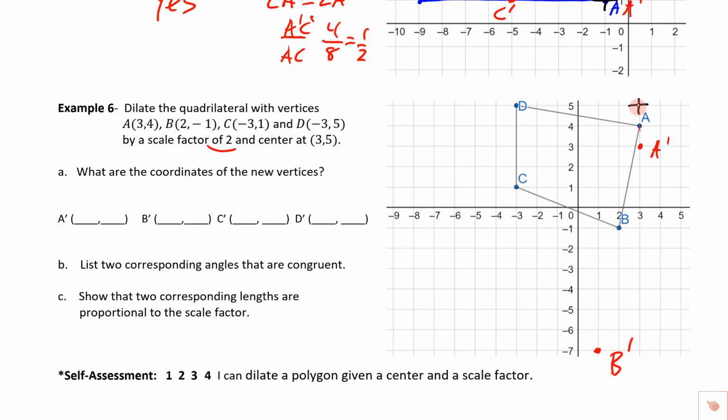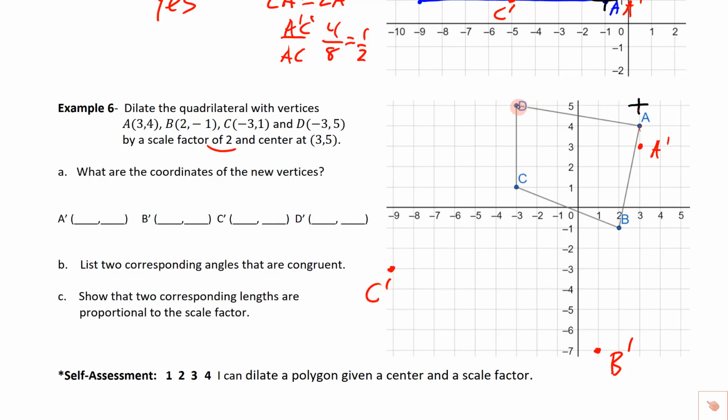Let's do C. I have to go down 2, 4. So I have to go down 8. And then 2, 4, 6. And if I double, so this is down 4, that's 8. And that's 6, that's 12. So I have to go down 8 and to the left 12. So 2, 4, 6, 8. And then 2, 4, 6, 8, 10, 12. That's going to put me right here. So that's going to be C prime.